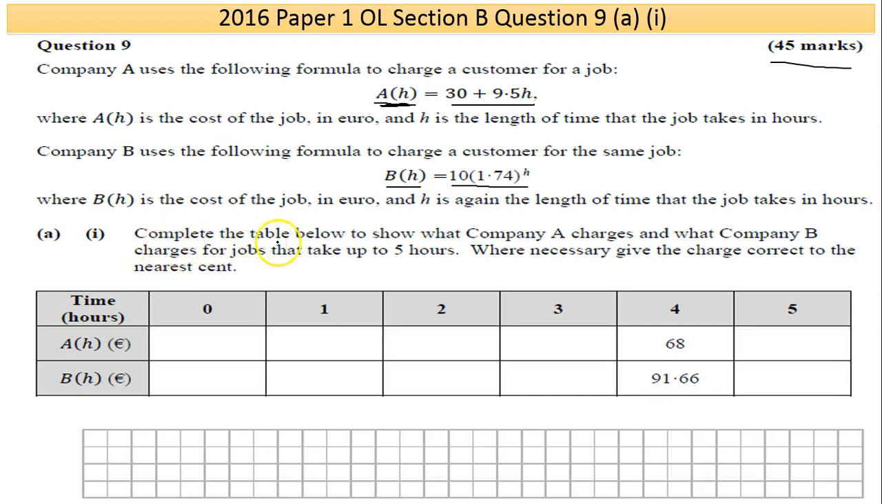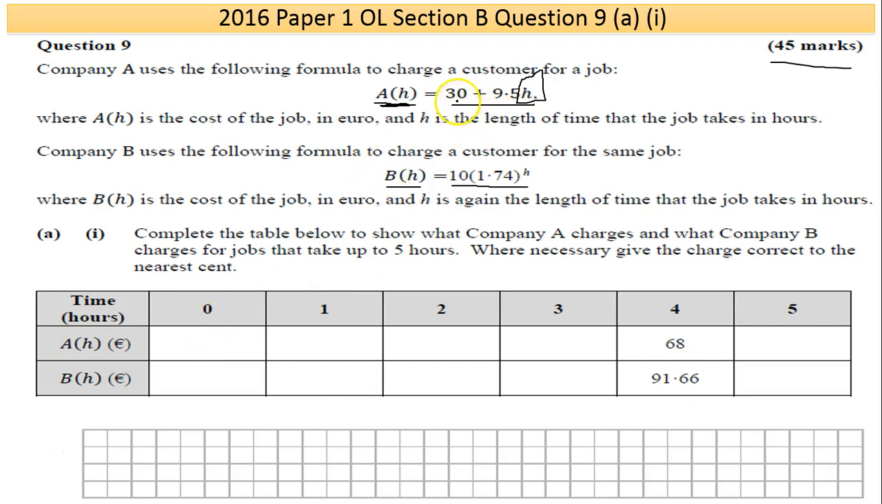Complete the table below to show what company A charges and what company B charges for jobs that take up to 5 hours. Where necessary, give the charge correct to the nearest cent. So there's a rounding, which is usually worth 1 mark if you forget to round. For the first function, you're putting 0 in as the input. Remember, the input here is the H. So you ask basically what's A of 0.